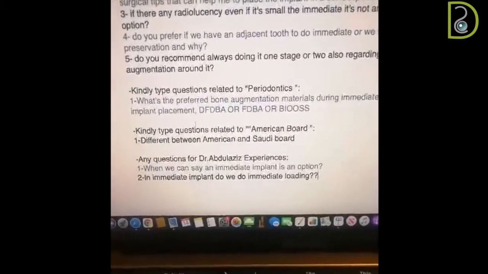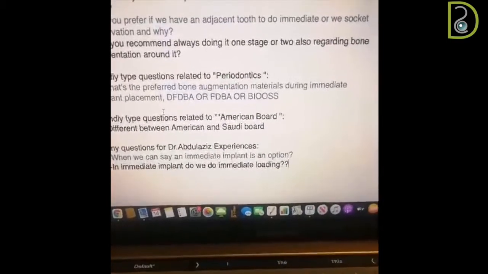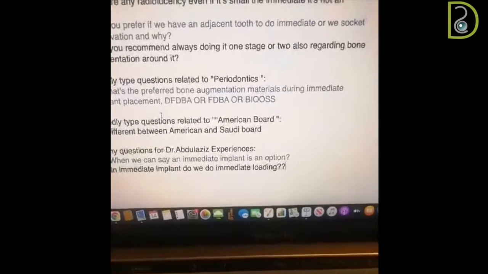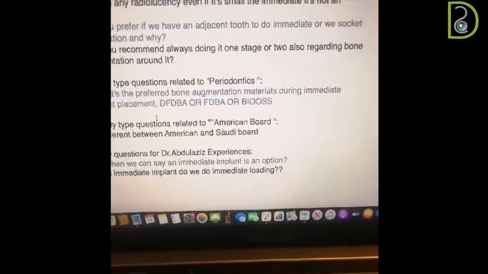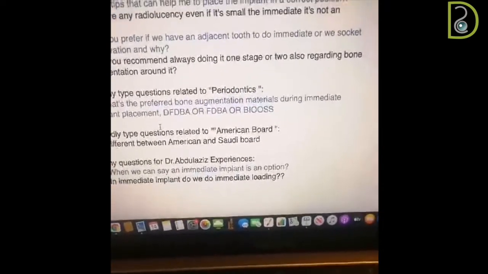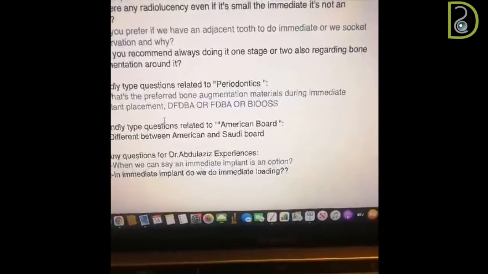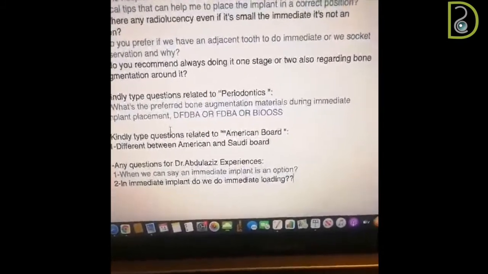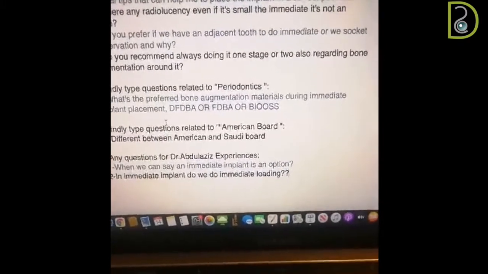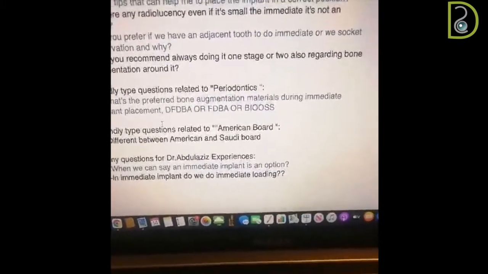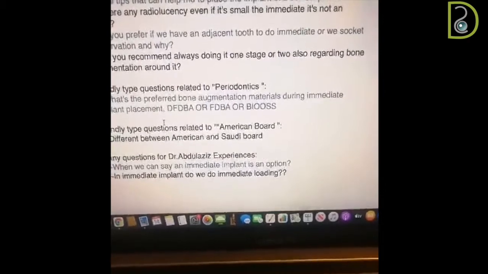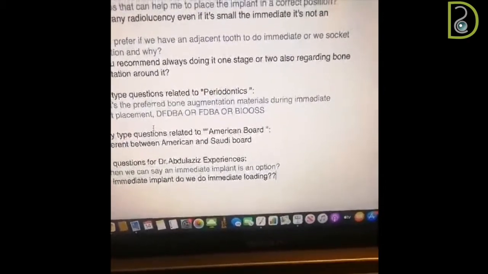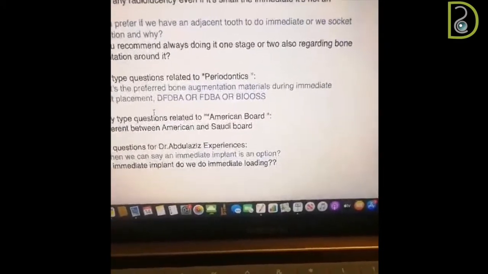So here, what are the preferred bone augmentation materials during immediate implant placement, FDBA or BIOS? Most of the time, if it's an anterior implant, I will use BIOS, which is the xenograft material. The reason is, first, there are many studies showing that this material has a very low turnover rate, or very slow resorption. And second, it can maintain the space for a long time.